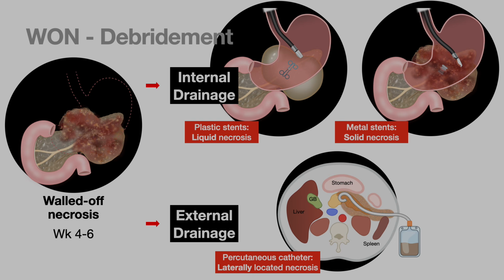And once it gets walled off, if the patient is asymptomatic and able to eat and has no pain, you can continue to monitor. On the other hand, if there is pain and the patient is struggling to eat and all those things, then you could consider either external drainage using interventional radiology colleagues, or internal drainage with the placement of either plastic double pigtail stents or a metal stent for fluid drainage as well as necrosectomy.